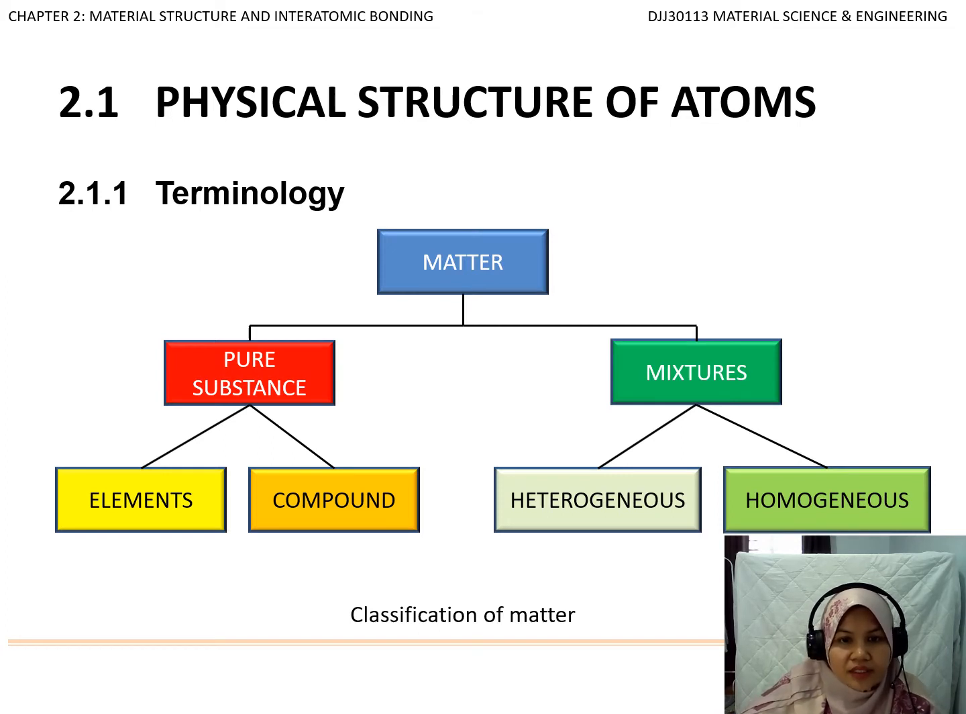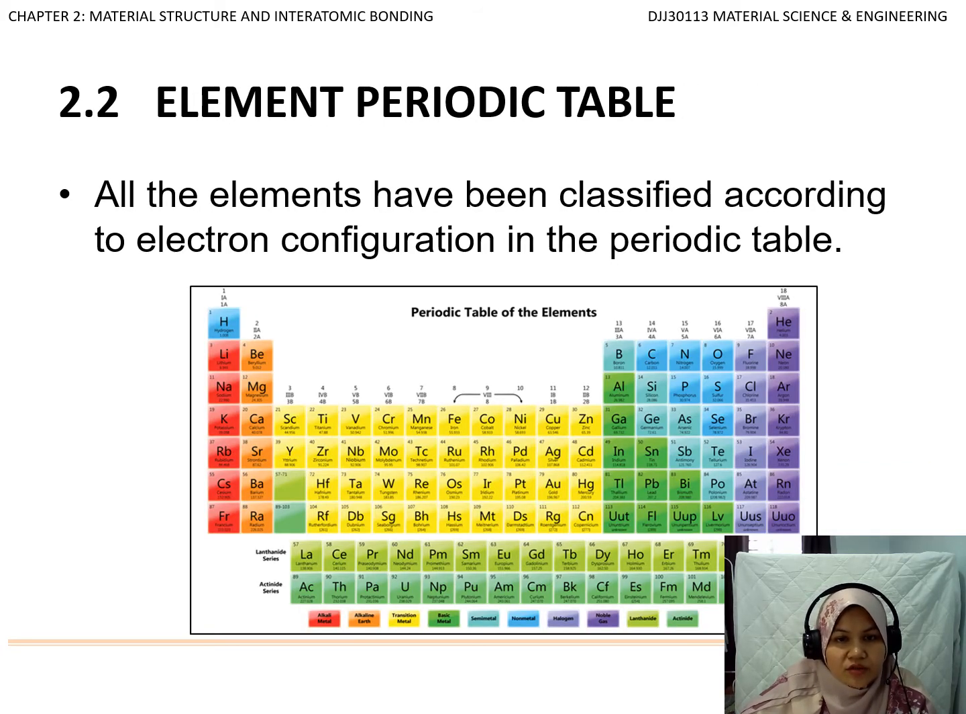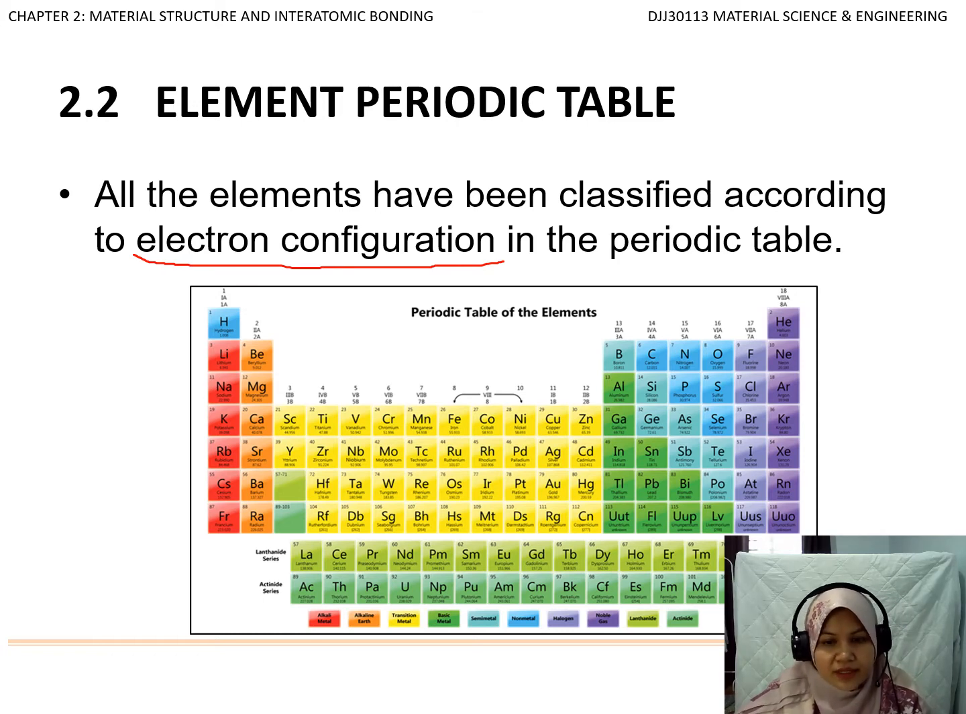Matter divided into two types, pure substances and mixtures. Pure substance divided into elements and compound, while mixtures divided into heterogeneous and homogeneous. As you can see here, this is element periodic table. All the elements have been classified according to electron configuration in the periodic table. This is periodic table ataupun jadual berkala lah.